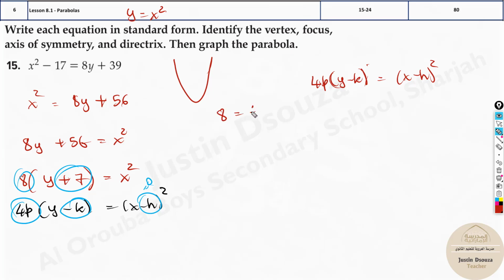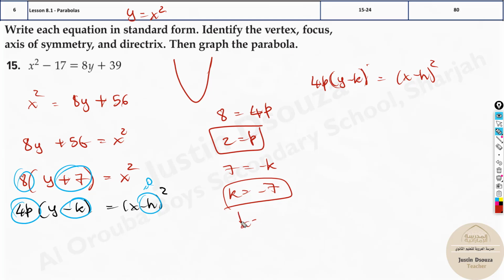For the first problem, I'll just do the equation and show you. 8 is equal to 4p. So what is the p value? Divide both sides by 4, you will have 2 is equal to p. That is the p value. Now what about k? 7 is equal to minus k, so k is equal to minus 7. Take the other side. Now what about this? H is equal to 0. There is nothing. So these are the values.